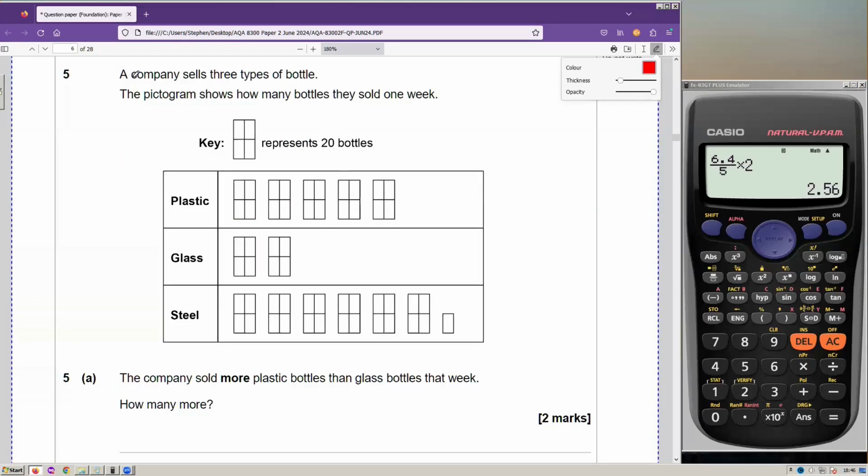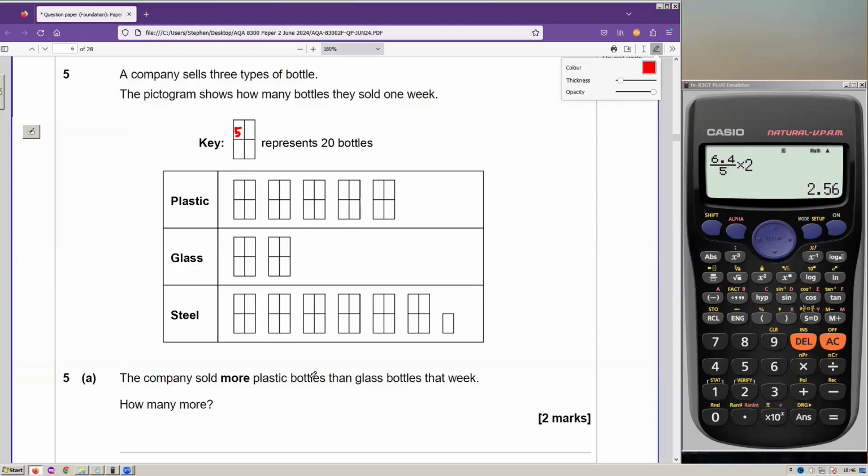Question 5. A company sells 3 types of bottles. The pictogram shows how many bottles they sold 1 week. The key is this. That key represents 20 bottles. So each one of these is 5. Each little square is 5. There's our plastic, there's our glass, and here's our steel.